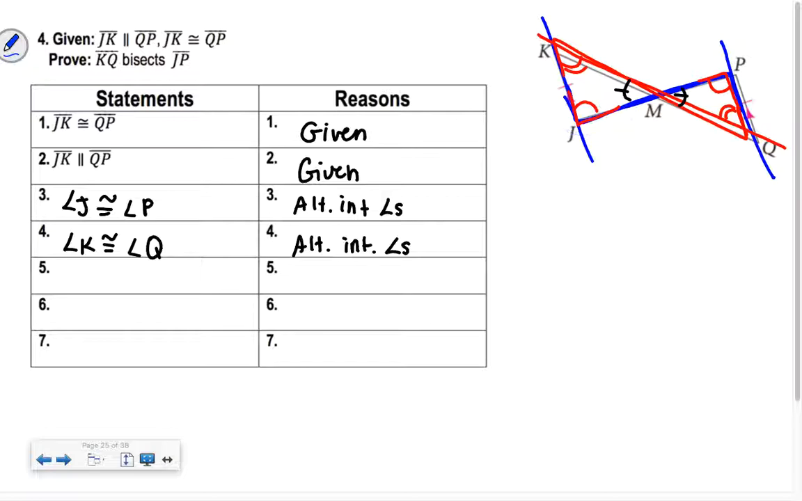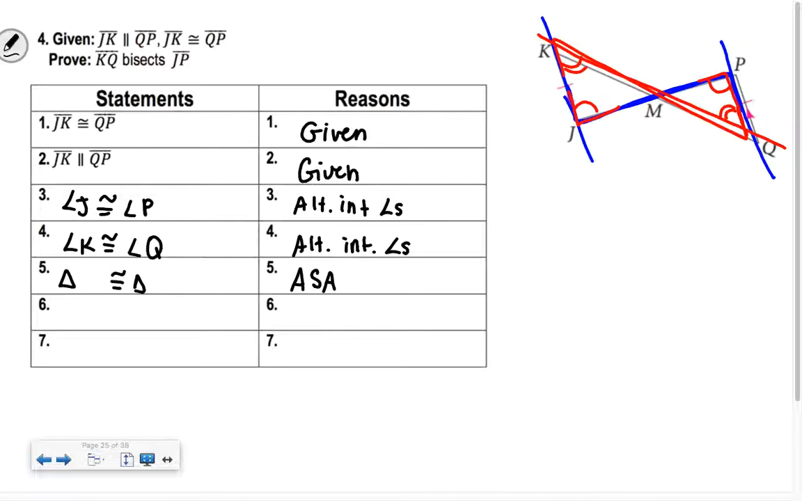But I didn't do vertical angles. I did alternate interior angles. What's my reason for these two triangles being congruent? Do you guys see it? Why can I say the triangles are congruent? By angle, side, angle. So yours might be different than your friends.